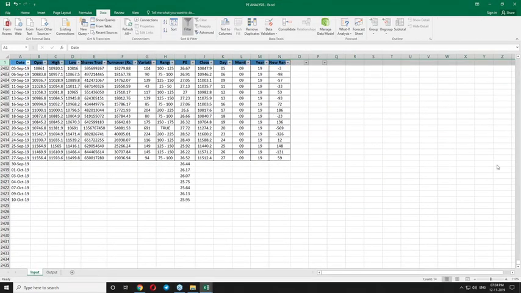Let me explain this data sheet first. The headers: date, in the sense the current date; open, in the sense the open price of the Nifty on this particular day, which price Nifty opened on that particular day; high, what was that particular day's high; low, what was that particular day's low; close, what was that particular day's close, which is called OHLC: open, high, low, close.